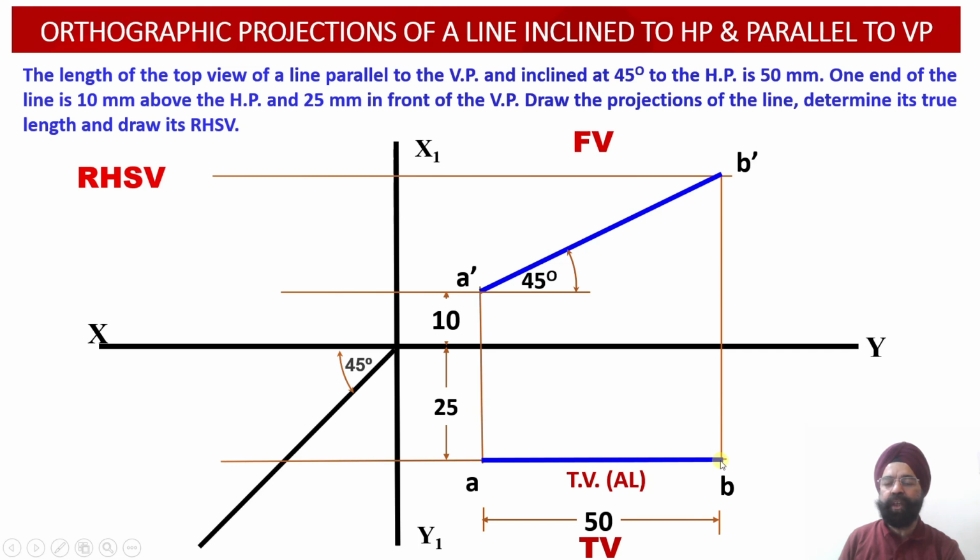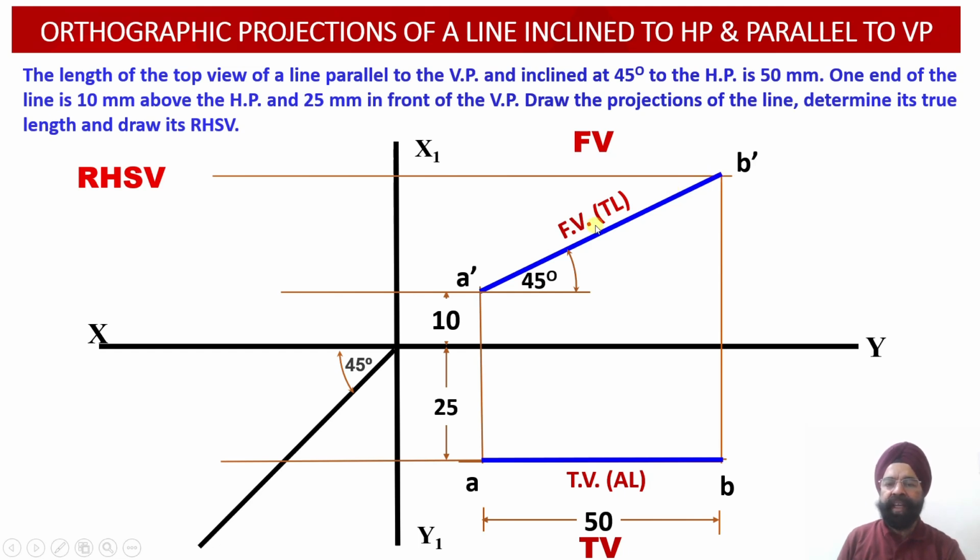And another thing we need to understand over here: since the top view projection AB corresponding to this line AB happens to be parallel to the vertical plane, the projection of the line on the vertical plane, that is its front view, is going to describe the true length of the line. So this way, whatever projection A dash B dash has been obtained onto the vertical plane, these projections will reveal the true length of the line over here.